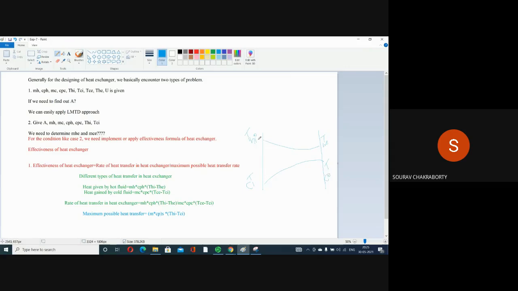Okay, so the maximum temperature difference we can get here is only between THI and TCI. So for the maximum possible heat transfer, the temperature difference that is responsible will be THI minus TCI. That's why I have written here THI minus TCI, and this will be multiplied by MCPS. Okay, M into Cp, smallest.